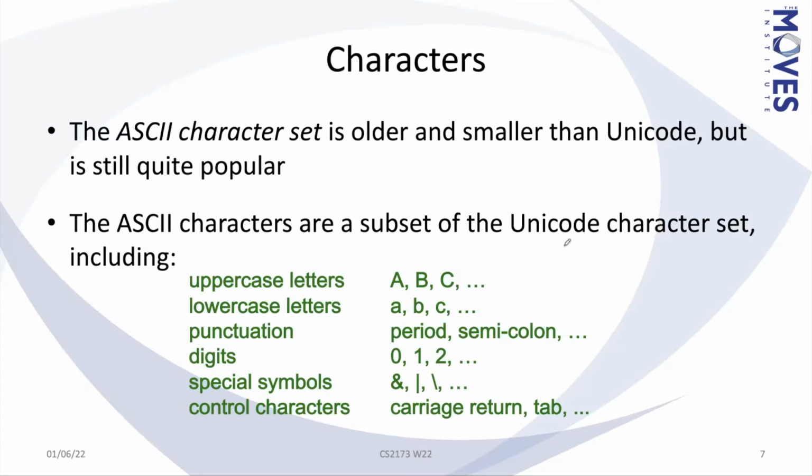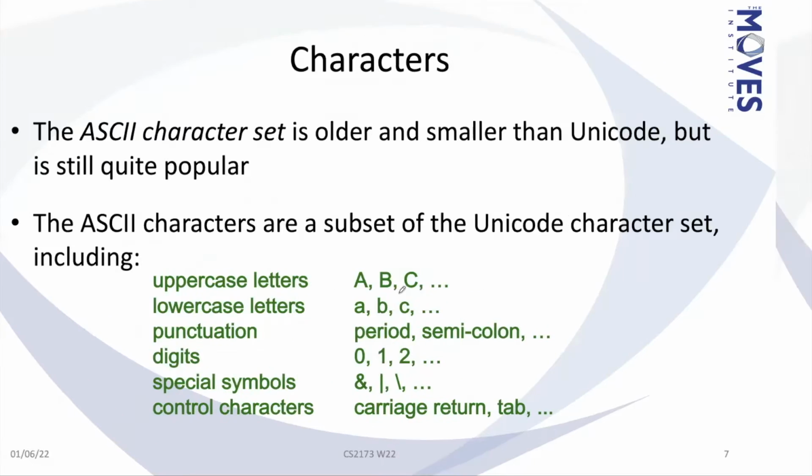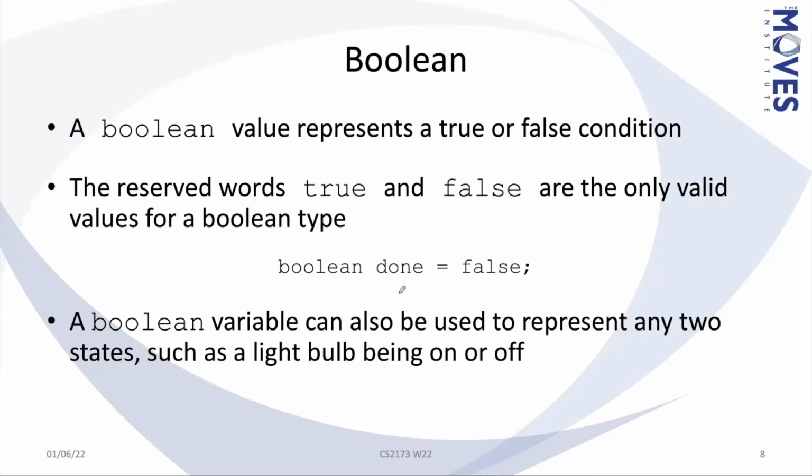So again, here's ASCII, a strict subset of it. This is what we kind of used before Unicode came along. And basically you have uppercase letters, lowercase, punctuation, digits, special symbols, and then the carriage return, tabs, etc., that we saw as our escape characters yesterday. Now, Booleans are a very useful thing.